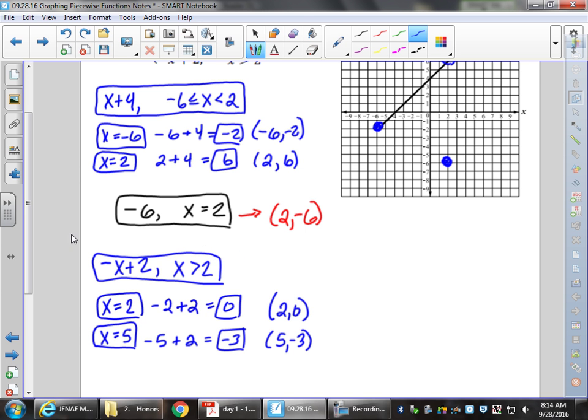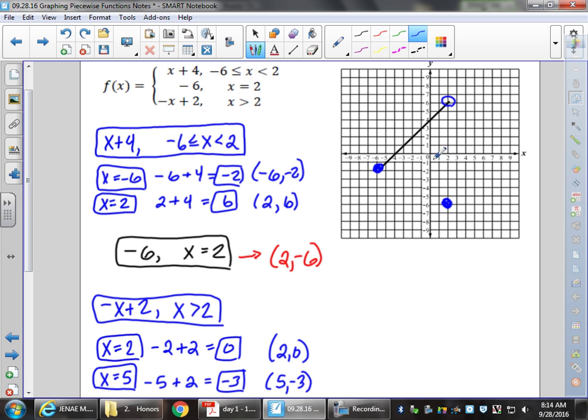What kind of circles am I going to graph here? On 2, 0, what is that going to be? Open, because x is strictly greater than 2. So this is going to be open. And what's this one going to be? Closed. Which point do I start at? 2, 0, segment or ray? Ray, very good.